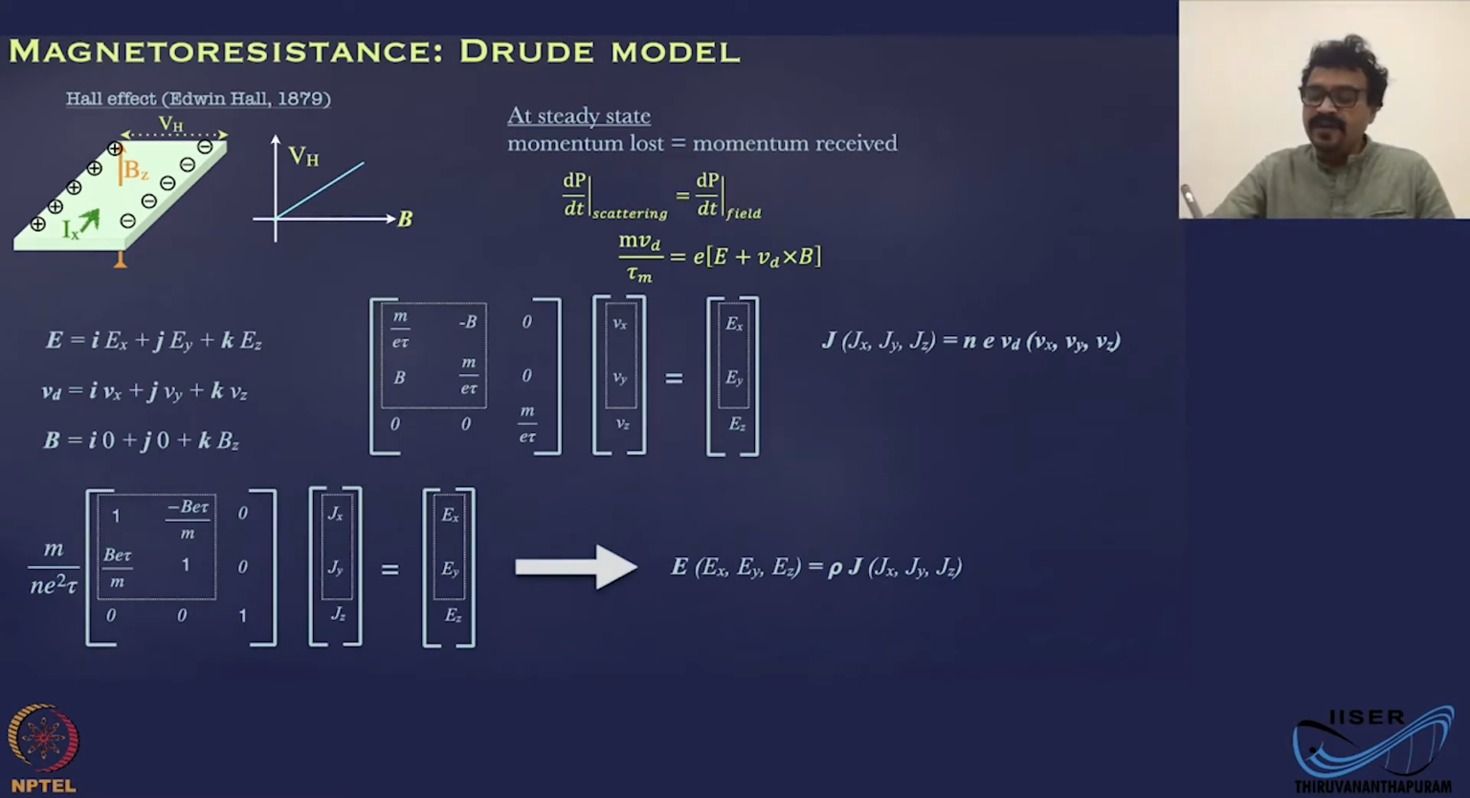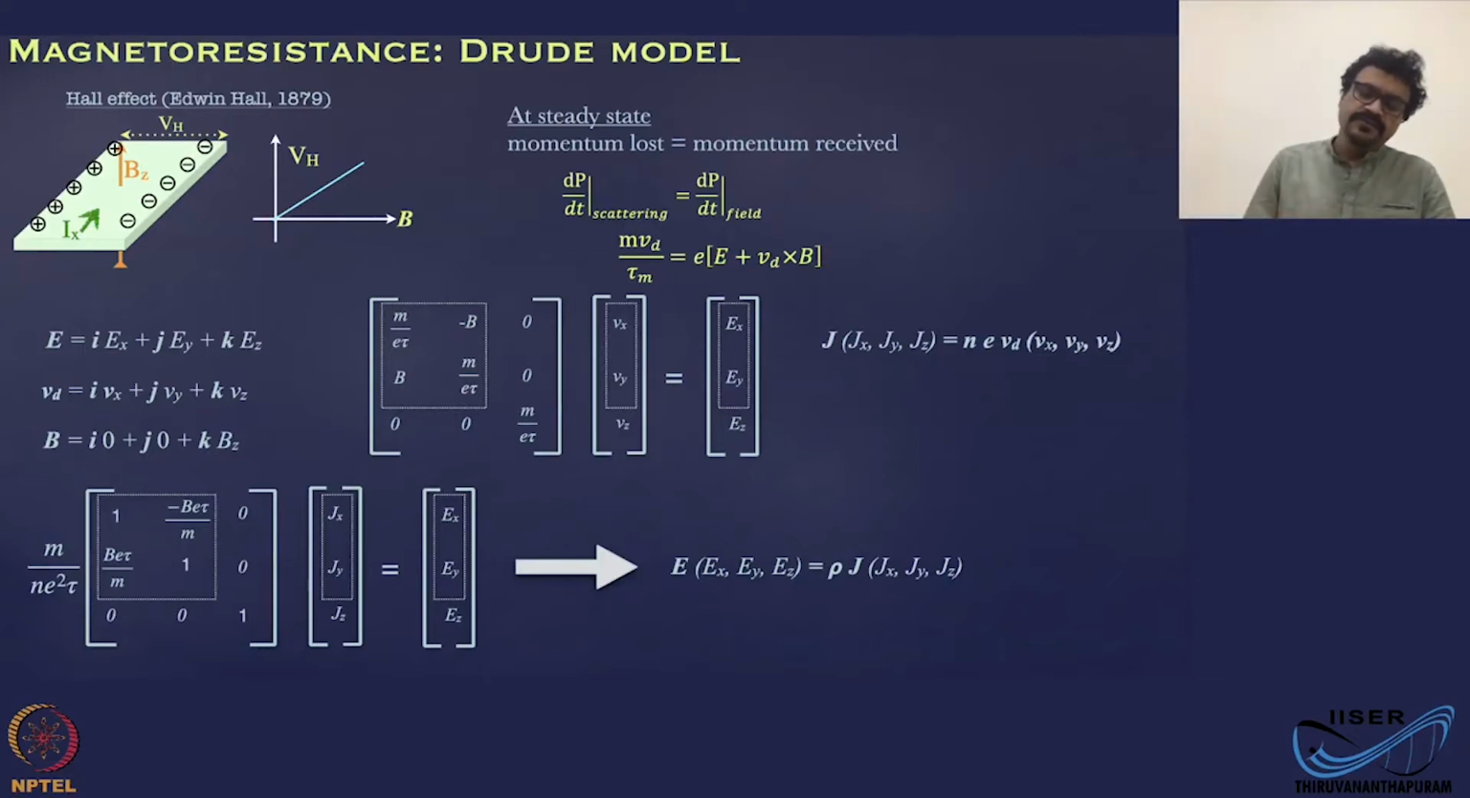And you have the equation of motion here. This is the force, m v_d by tau_m, where v_d is the drift velocity and tau_m is the scattering time. That is the force experienced by the charge carriers. This is the force exerted by the electric field, and this is the force by the magnetic field, the v cross B term, and E is the force due to the cross field.